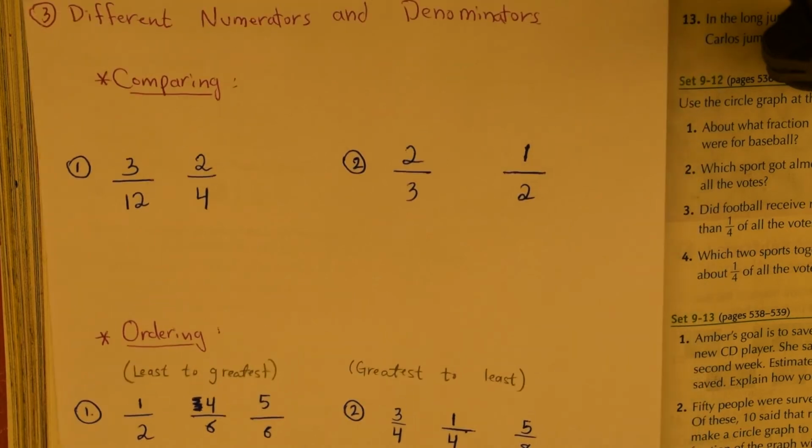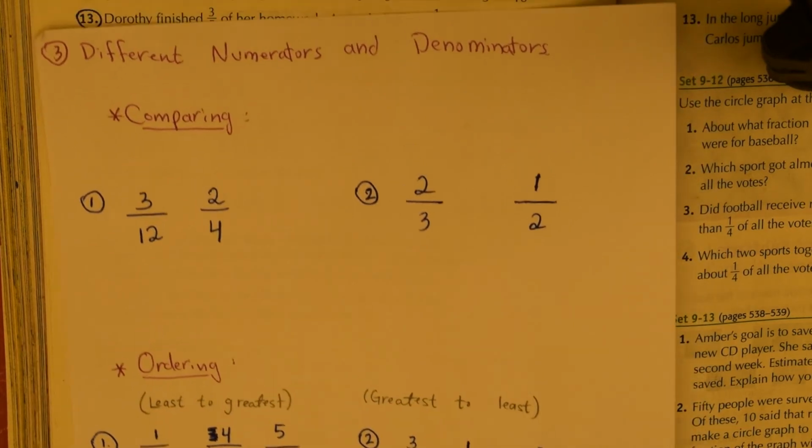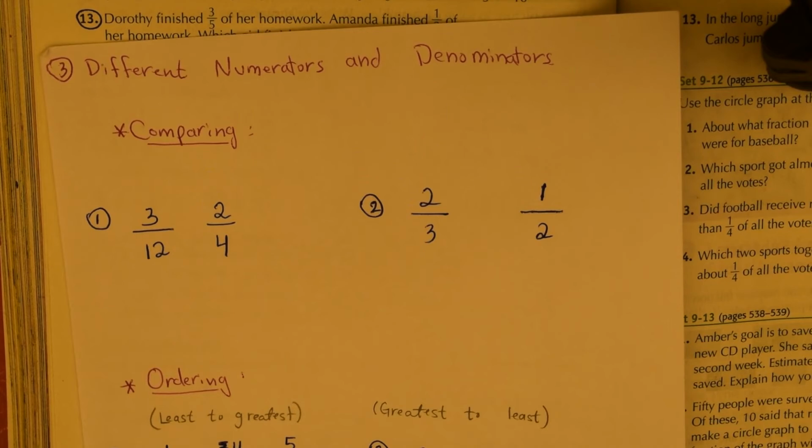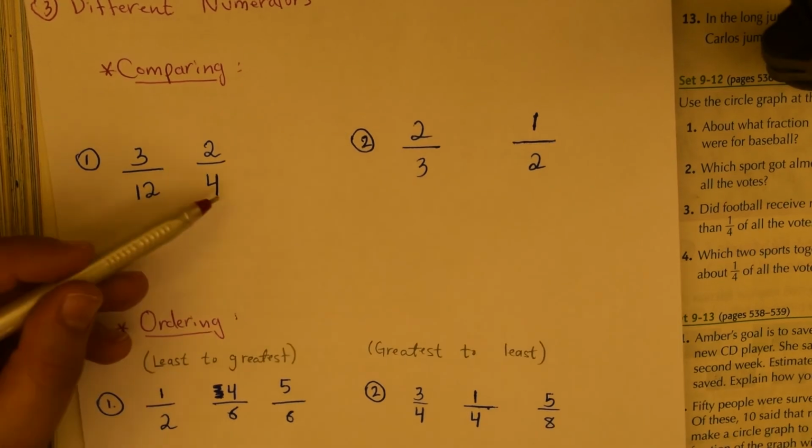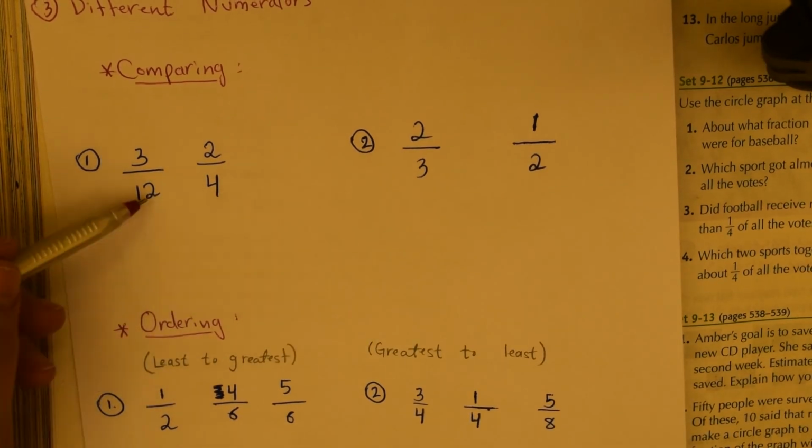Now when I have different numerators and denominators, I have to make a common numerator or common denominator. So for comparing here, I have 12 and 4, they are different denominators. We said we will make common denominators because it is easier. So how can I make the 4 12?